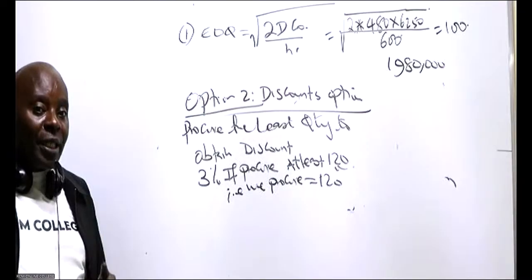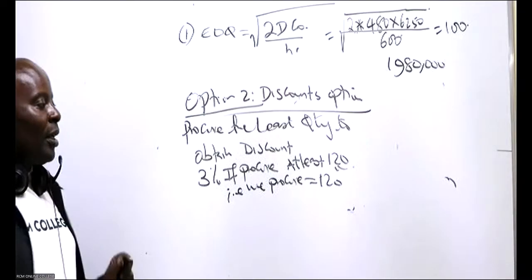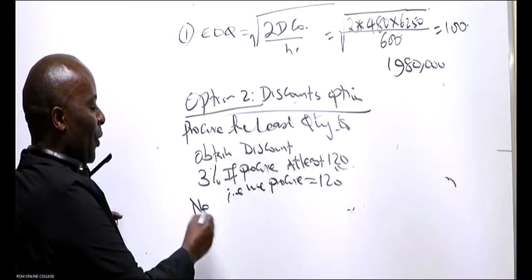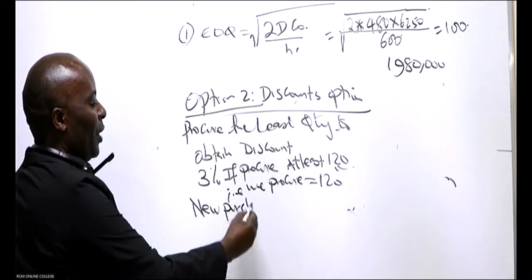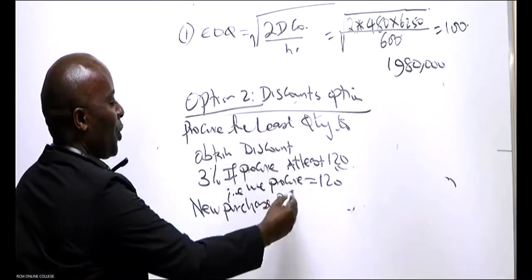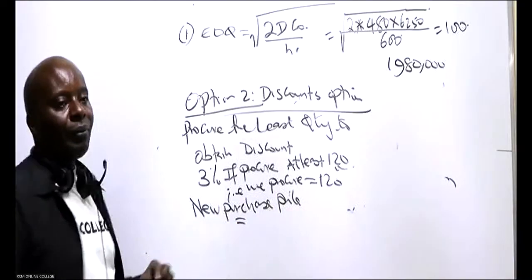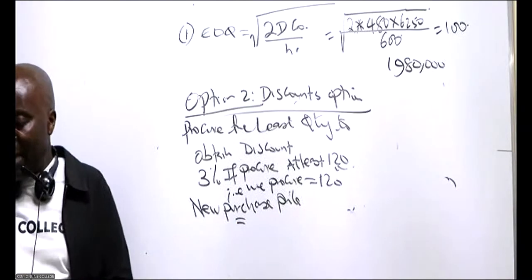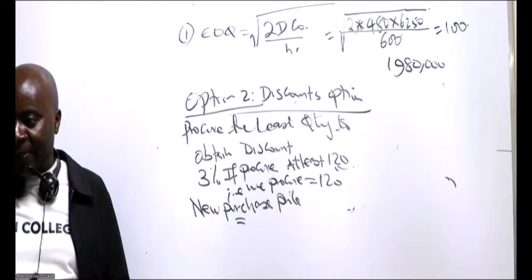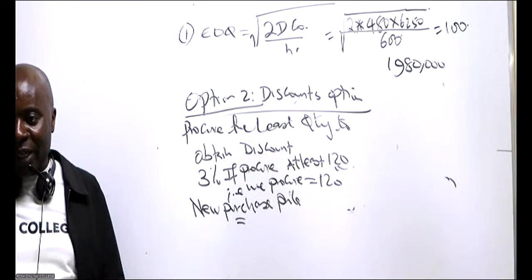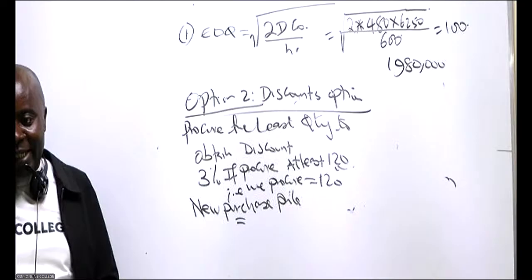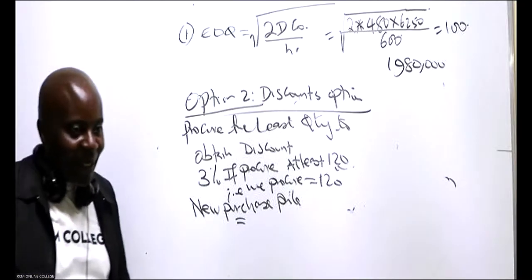Now, because it's a discount model, go ahead and give me the new purchase price. So remember, you had given me the old purchase price. What was the old one? 90?